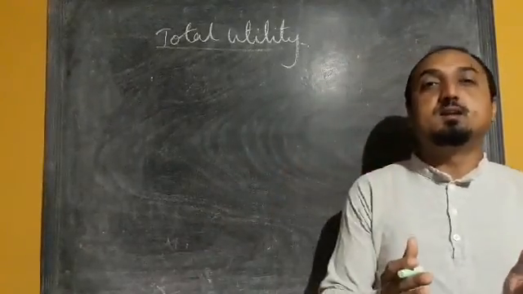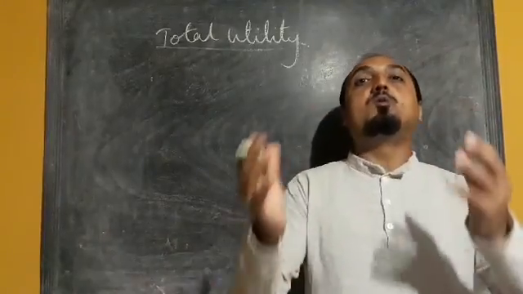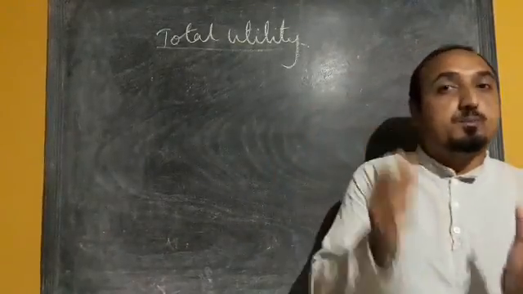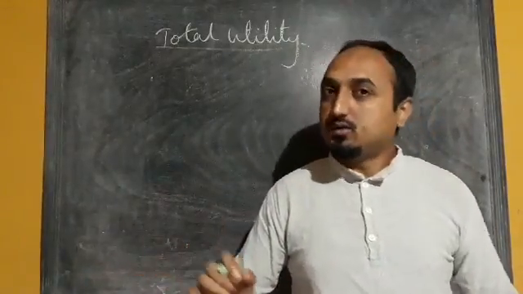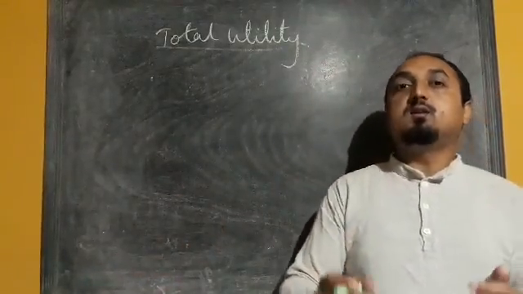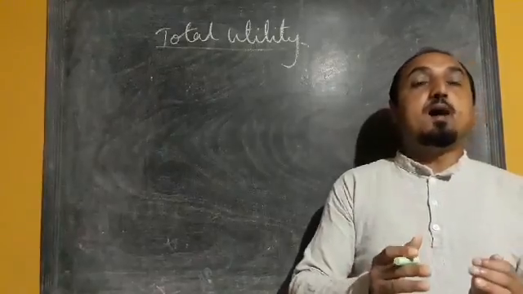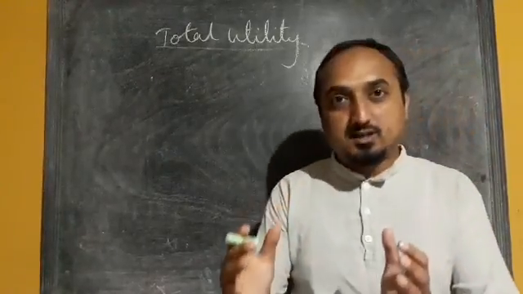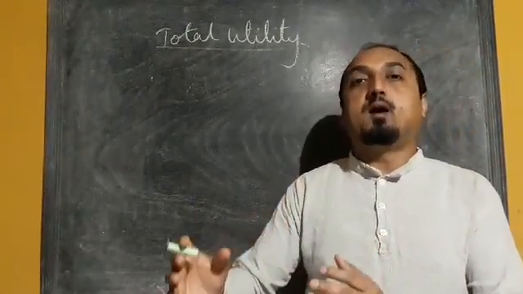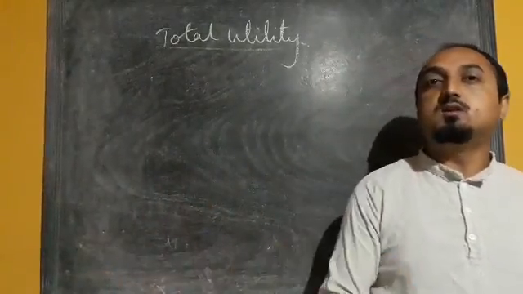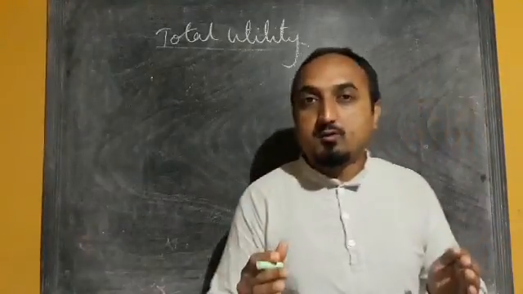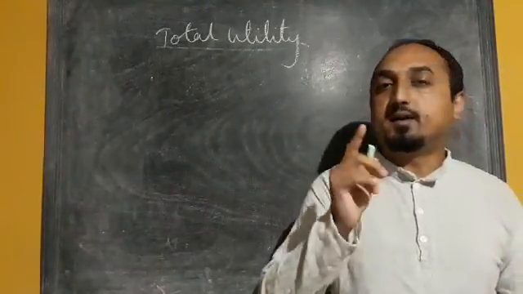So total utility is nothing but the entire amount of satisfaction obtained by consuming the particular quantity of a commodity. Once again, what is total utility? The total utility is defined as the entire amount of satisfaction obtained by consuming various units of commodity. So that is called total utility. Now I will explain this concept with the help of one example.